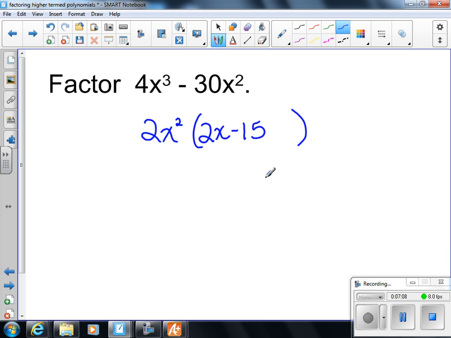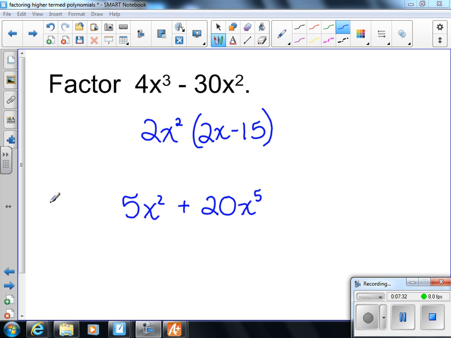X to the second divided by x to the second is 1. So there's nothing. So then you have factored it already. 2x squared times the quantity 2x minus 15. I don't have anything else out here. Okay, and that is what you call factoring.